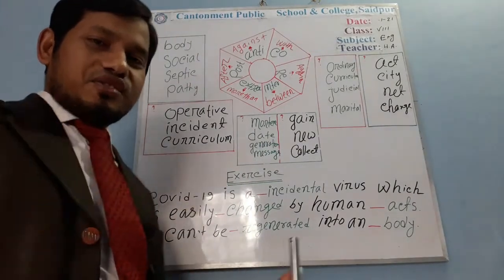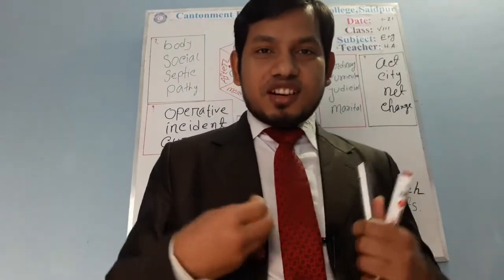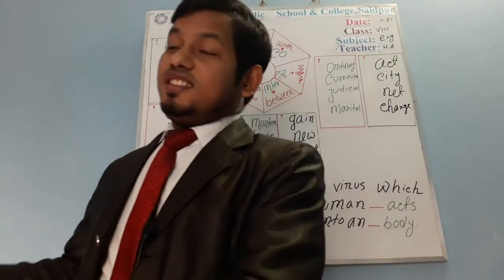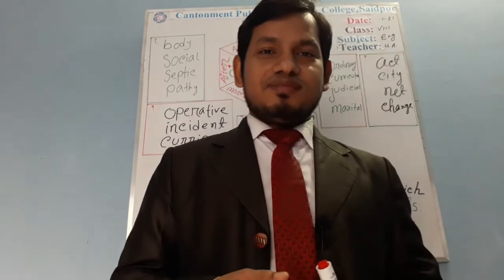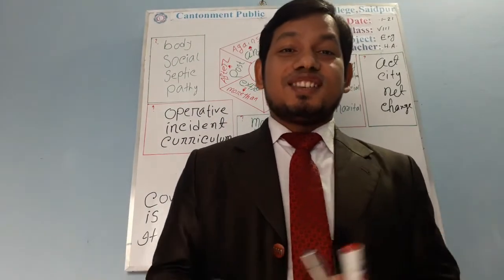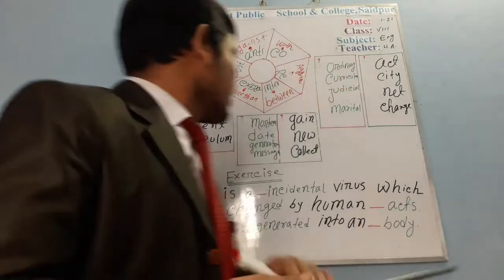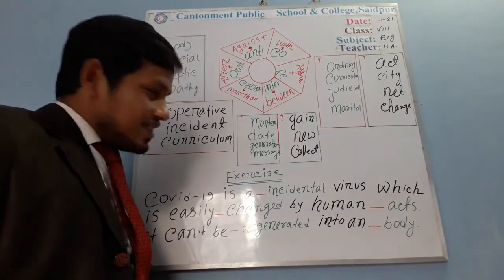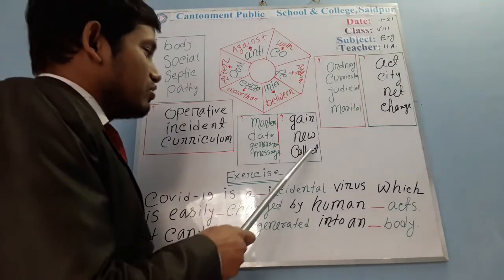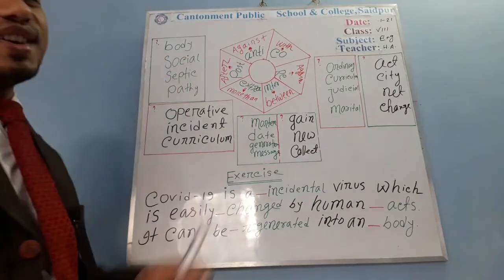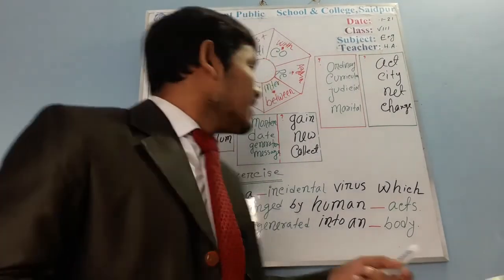Generation, post generations: we are the present generations. The next people who will come after 100 years or 50 years are in the post generation. Message, post message, like this, very easy. So the last one is gain, new, collect. Obviously you can understand it.